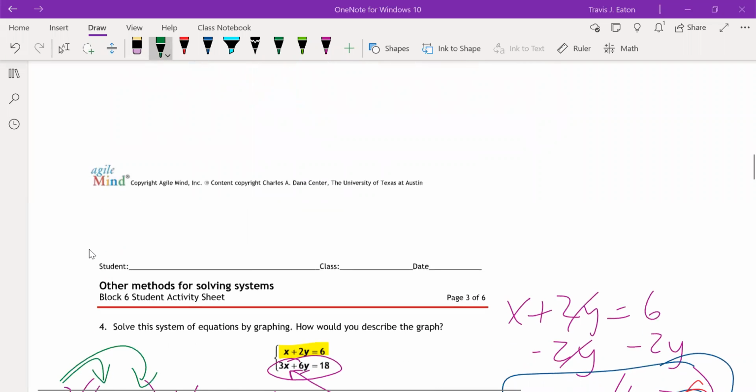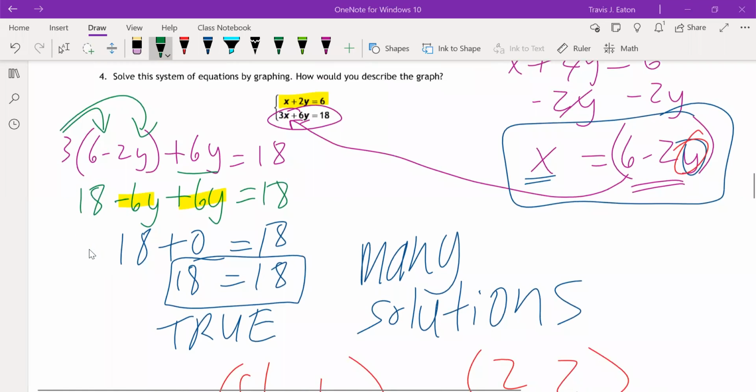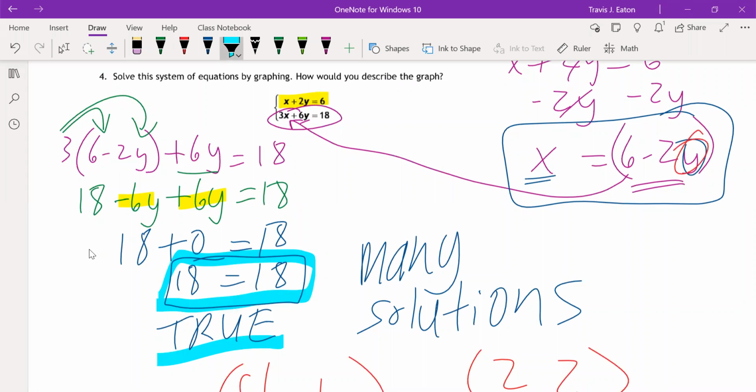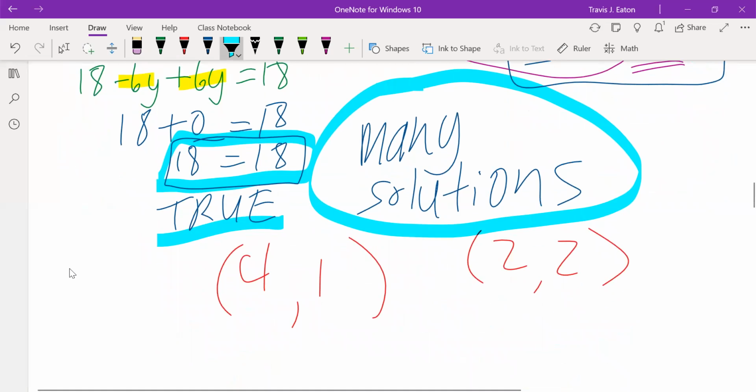And then we went to the next system of equations that we solved. When it was all said and done, we ended up with 18 equals 18, which of course is absolutely true. When we have that situation, that means there are many, many solutions, an infinite number of solutions, as long as whatever number you put in for y comes up with a corresponding x value to have a nice xy pair. And we came up with a few of those here.